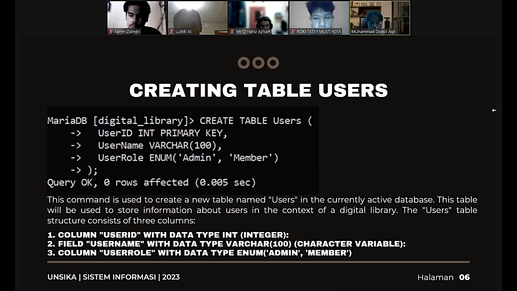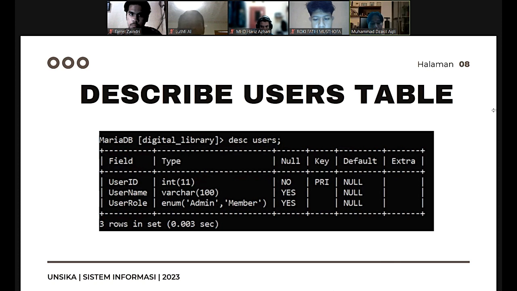Next, describe user table. The SQL command DESCRIBE user is used to get a description or metadata about the user table structure that was created before. By running this command, you will get information about the columns in the user table, including column names, data types, and other attributes. By running the command, you can obtain information about the structure of the user table that is useful in application development or other operations related to the table.